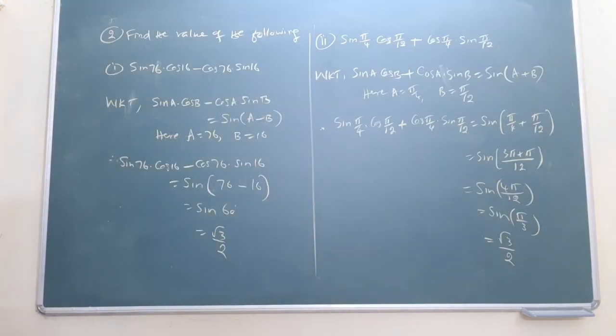Okay, both the problems are solved by using the formula. Afterwards, we identify the A value and the B value, and we get the answer. Both the problems have the same answer, root 3 by 2. Am I right? Now, the first problem is over.